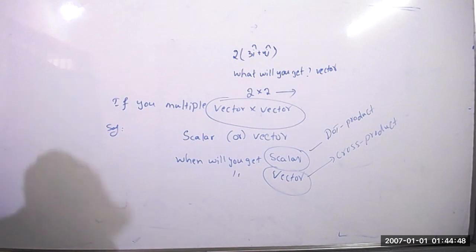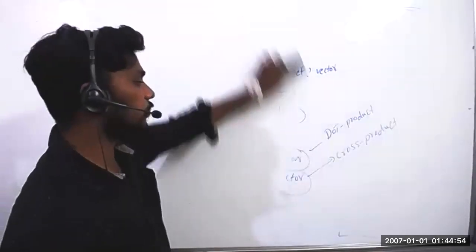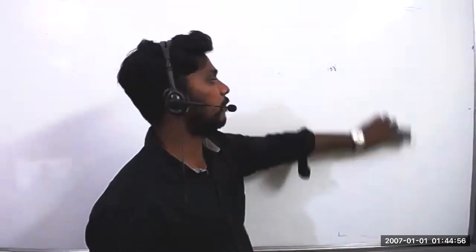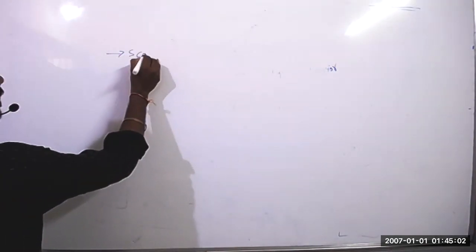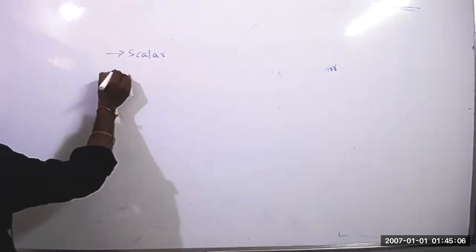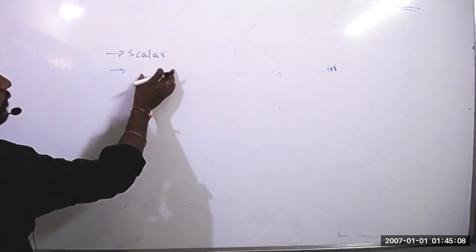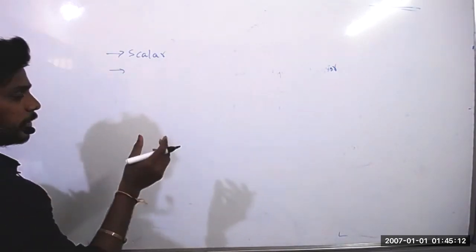So let's see some small questions. What we have discussed till now in the vector lesson, I will give you as a mind map. Not drawing, mind map means I will give you like this. It is better to write on the first page.